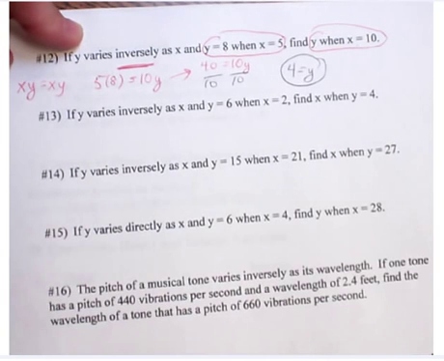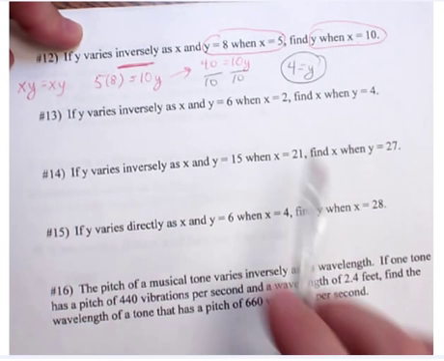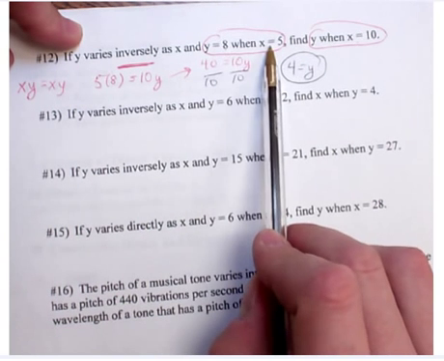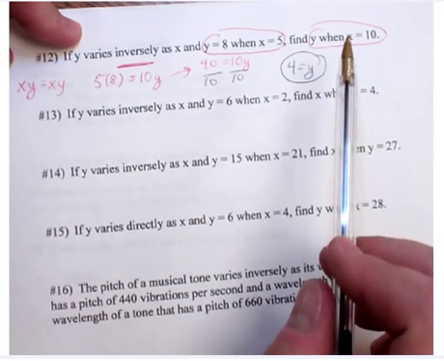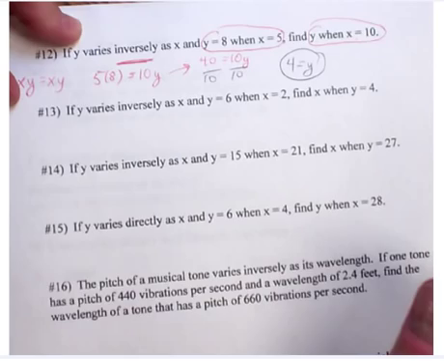Now, does that really work? Well, you can check it. If I do 8 times 5, I get 40. If I do 4 times 10, I get 40. That makes it true. Makes it work.